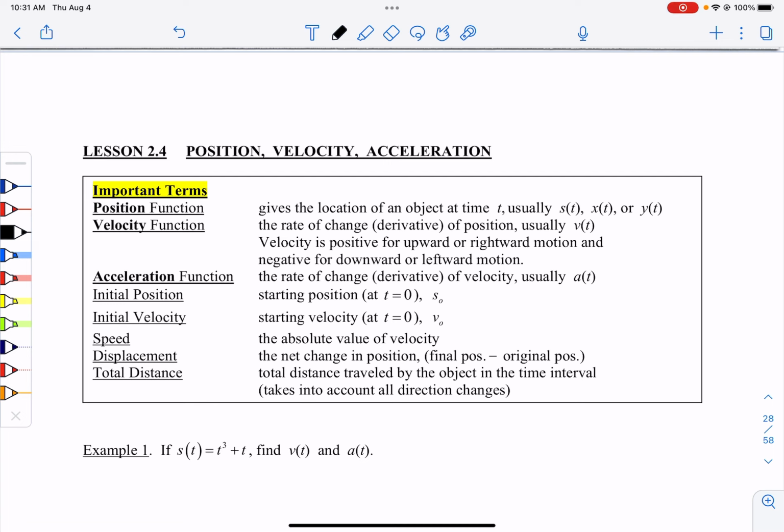So, important terms that you need to know. Yes, I'm going to sit here and read this box to you. If you want to fast forward a couple minutes, you can.